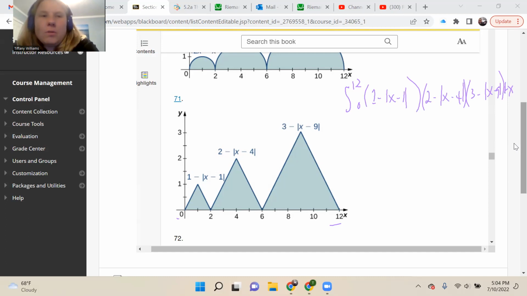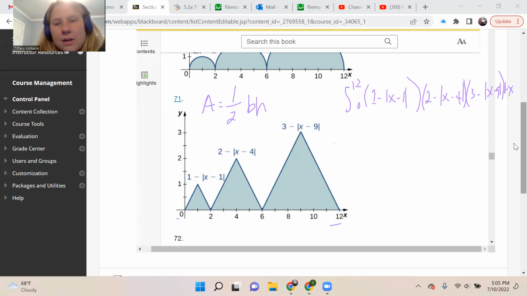Now, if we were doing this by hand, this would be pretty nasty, algebraically speaking. It's really nice that they give us a picture to do this. So what I notice here is, remember, the integral is just the area under the curve. Each one of these shapes is a triangle. So what I can do is use the formula area equals 1/2 base times height. So I'm pulling from geometry to do this. So I could find the area of this first triangle.